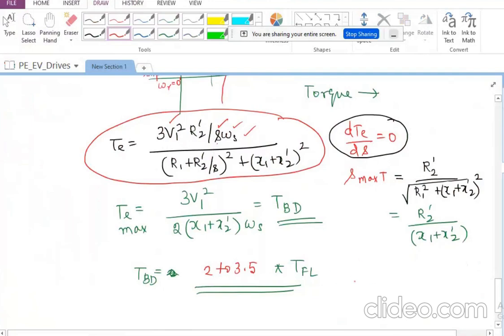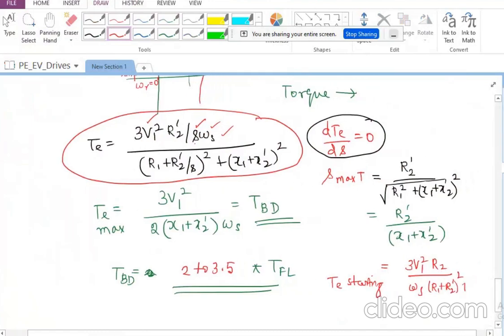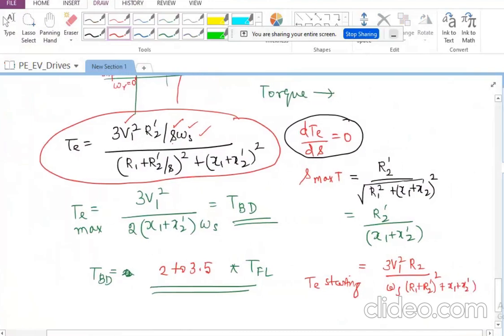So when you write this, T_e during starting is going to be 3 V1 square R2. Starting slip is 1, so I should write omega s. And I'm going to write (R1 plus R2 dash) the whole square plus (X1 plus X2 dash) the whole square. So this is what is going to give us the starting torque.